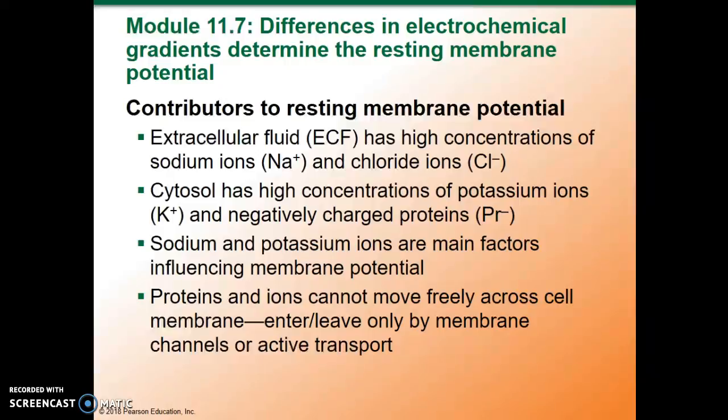The sodium and potassium ions are the main factors influencing that membrane potential. That is what is giving it the negative charge inside and the positive charge outside. These ions cannot move freely across the cell membrane. They have to move by membrane channels or active transport, which would require ATP.